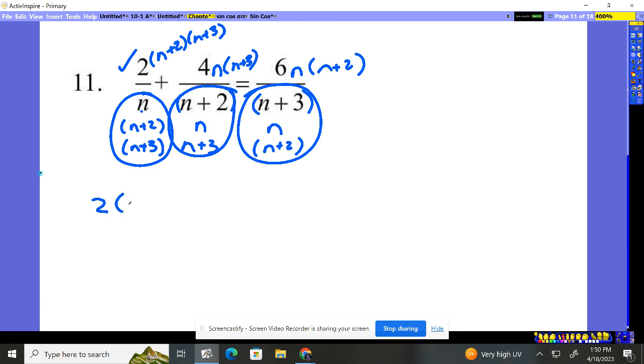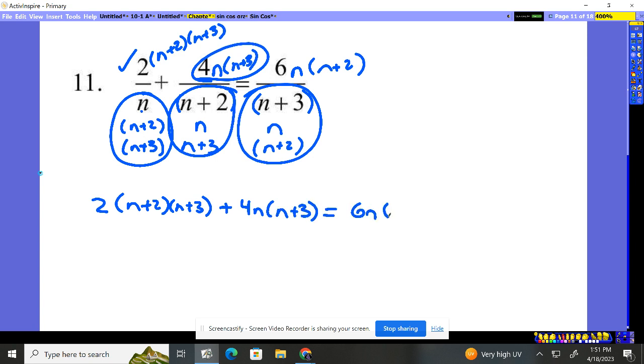So here's what I have. I have 2 times an n plus 2 times an n plus 3, plus now this part, 4n times an n plus 3, equals the 6n times n plus 2. All that's going to be true. Okay, and I don't need the denominators there anymore. I can just set this and solve it for n.